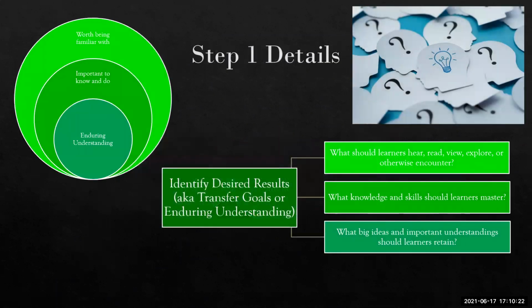In step one, instructors identify desired results. These results are also often called enduring understandings or transfer goals. These are what the instructor wants the student to retain years after the end of the course and be able to apply elsewhere in their lives. Course content is divided into three levels: that which is worth knowing, essential knowledge for course mastery, and enduring understandings.